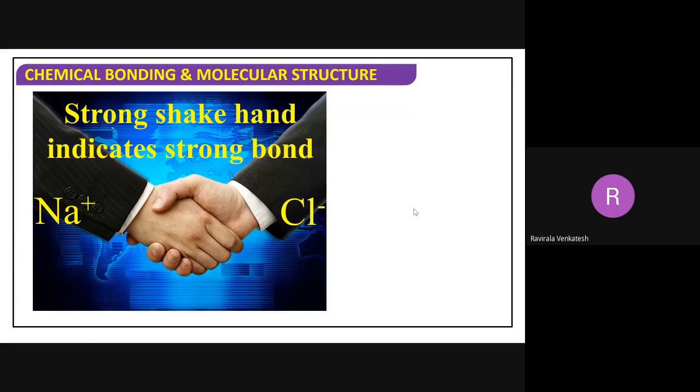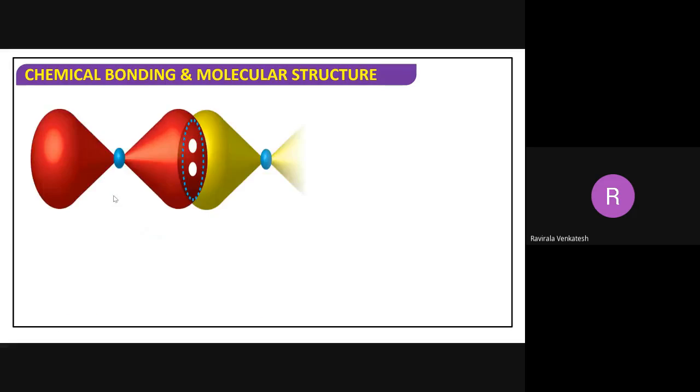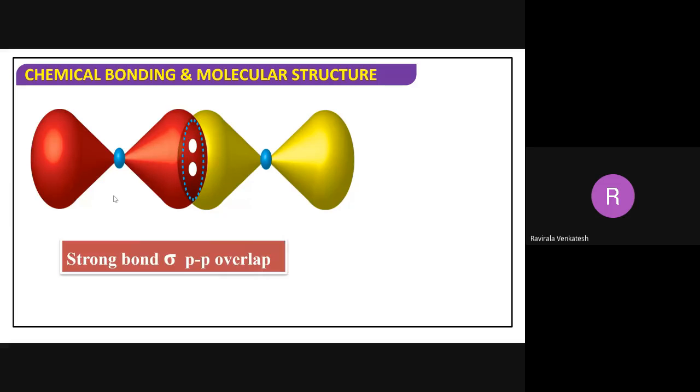Now let me see here Na+ and Cl−. Na+ and Cl− both are getting a bond, and you get this type of compound actually. Because of bonding, a compound is formed like this. We are calling that one sodium chloride. Now how it is formed, let me see here.